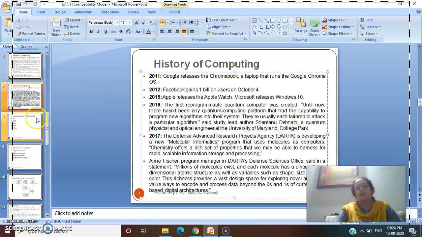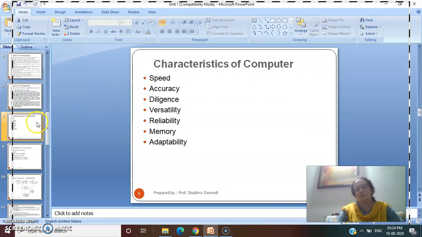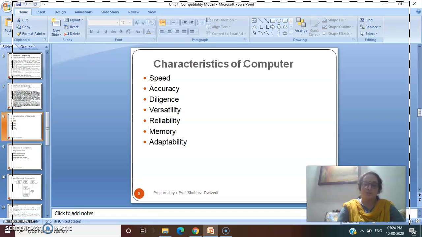Now, the second topic that we have to study in Unit 1 is the characteristics of computer. Before talking about the characteristics of computers, you all should know what a computer is. There are many definitions of computers that we will be discussing, but one of them is a simple definition.